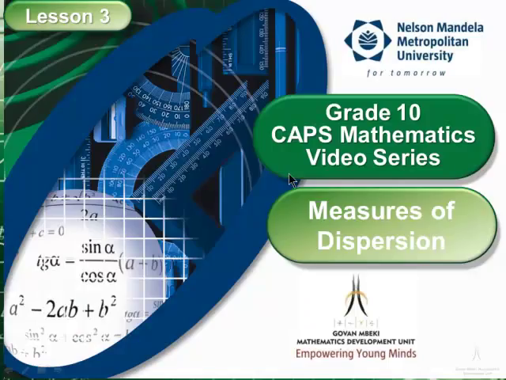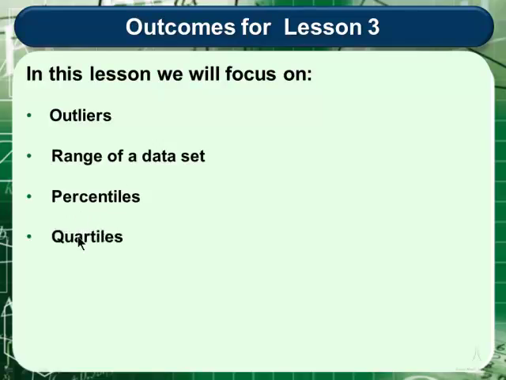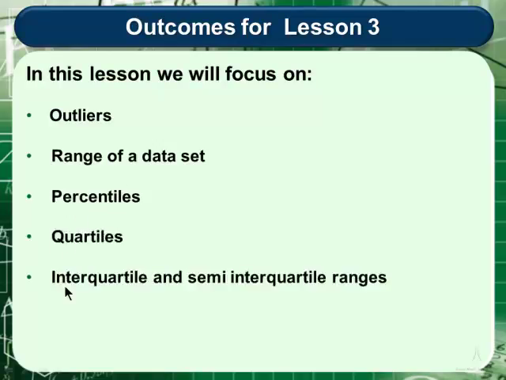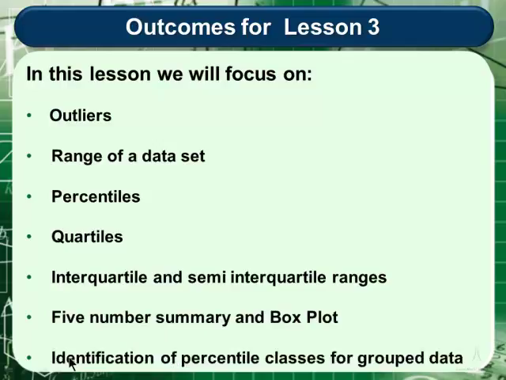In lesson 3, we discuss measures of dispersion. The outcomes for lesson 3: in this lesson, we will focus on outliers, range of a data set, percentiles, quartiles, interquartile and semi-interquartile ranges, 5-number summary and box plot, and finally on the identification of percentile classes for group data.